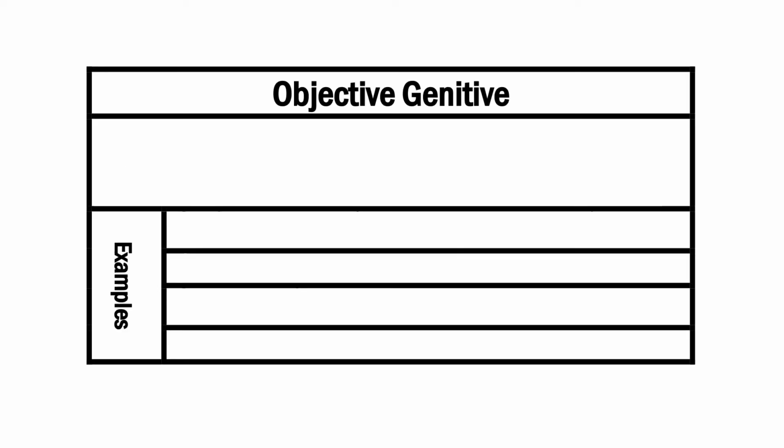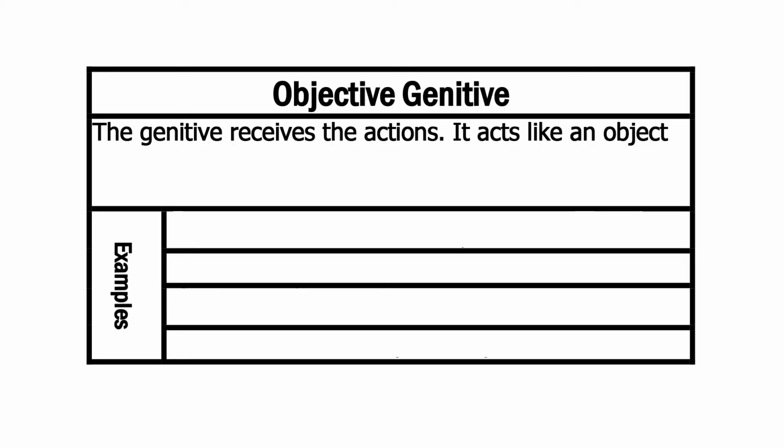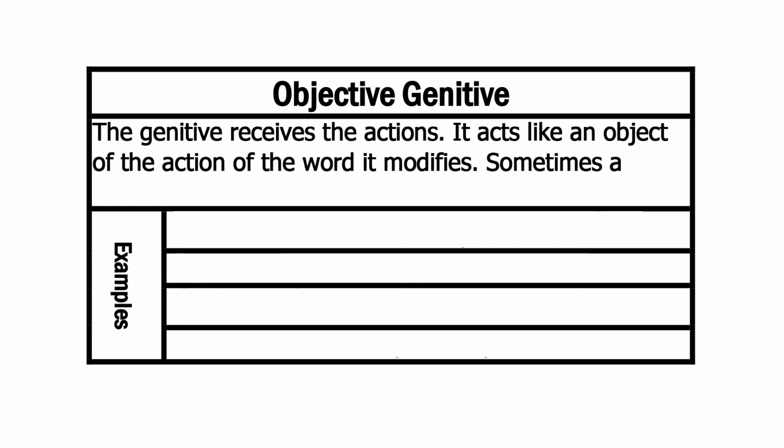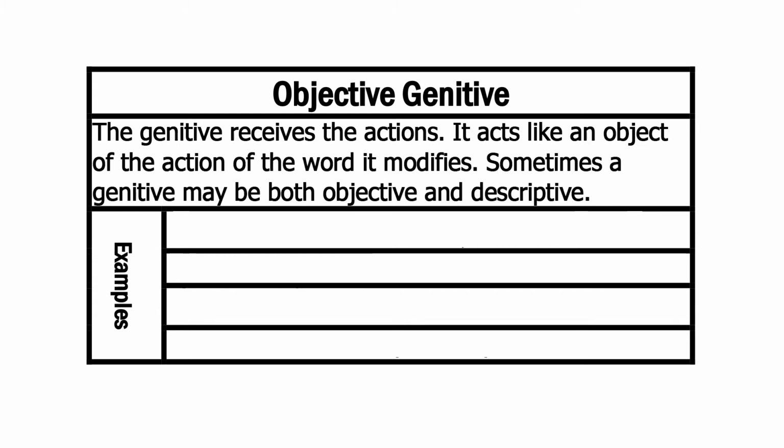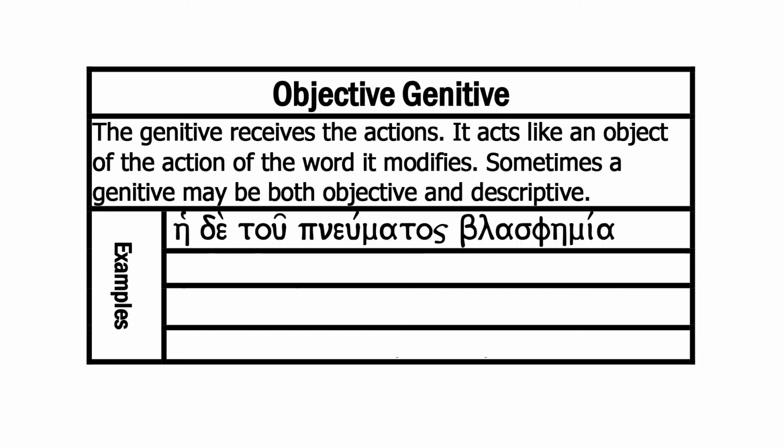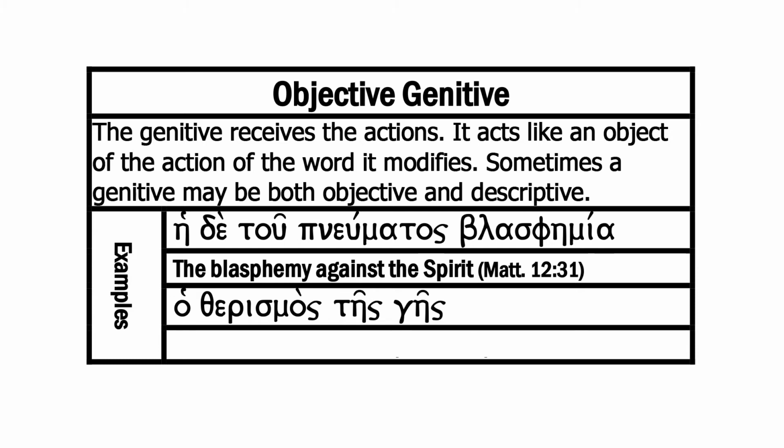Let's move on to the objective genitive, which states that the genitive receives the action. It acts like an object of the action of the word it modifies. Sometimes the genitive may be both objective and descriptive. He de tou pneumatos blasphemia, the blasphemy against the Spirit, Matthew 12:31. Ho therismos tes ges, the harvest of the earth, Revelation 14:15.